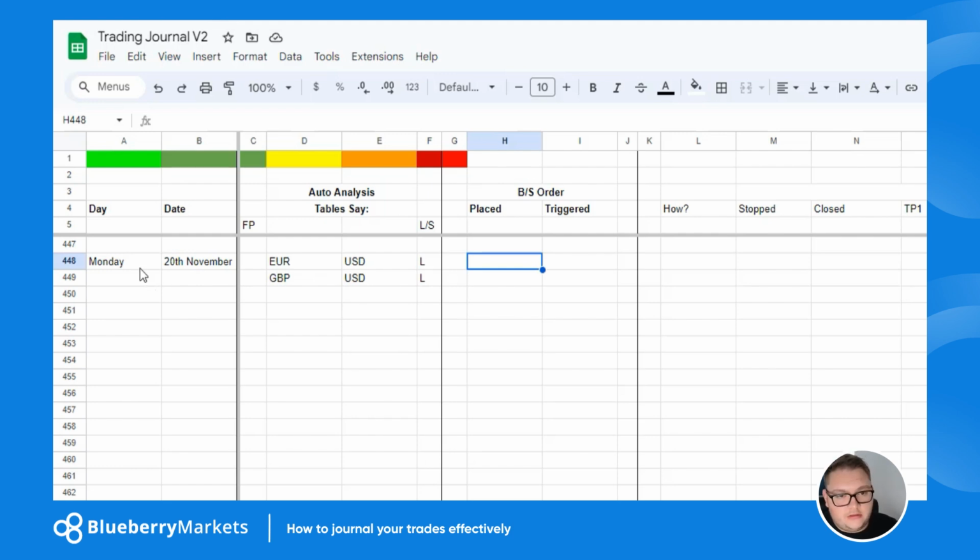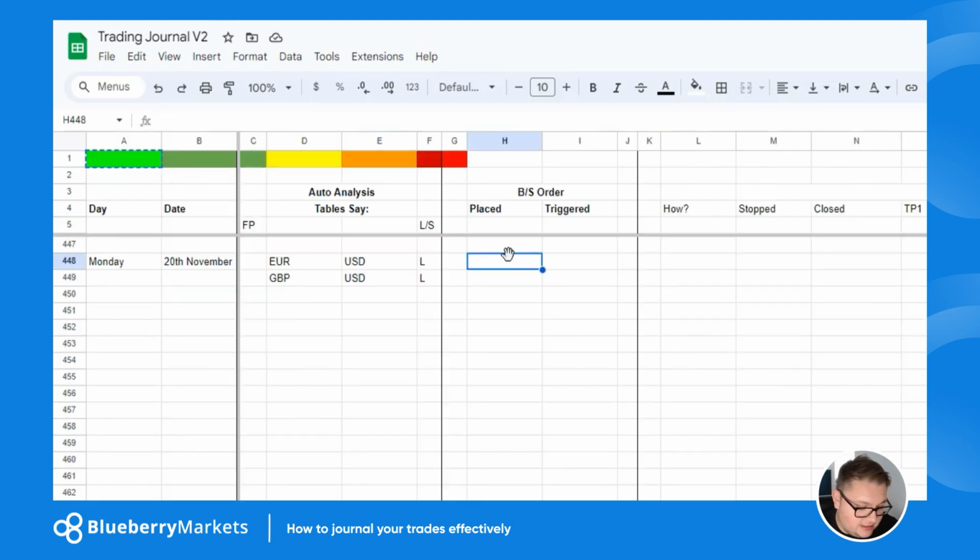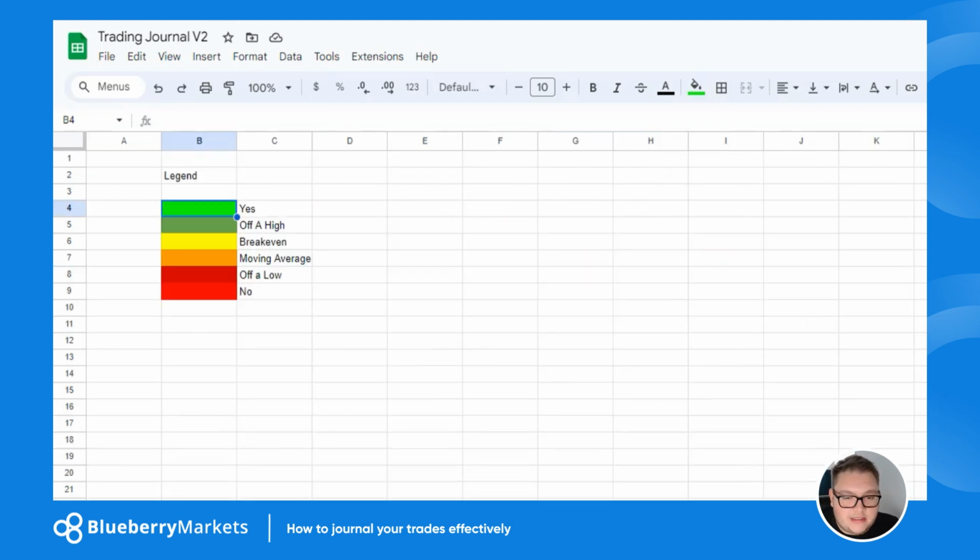So I've already done the when and the why I'm getting into the market. That is with the tables and the currency strength meter. What is that telling me? Then I've got the buy or sell orders, placed or triggered. If I've placed an order, referring back to the legend, green is just yes, so I'll come in here and say yes, I've done that. Let's say it's triggered, right? Then you come to the how: how is it triggered? This comes back to the legend again.